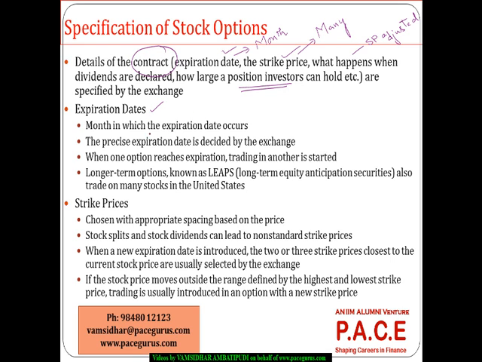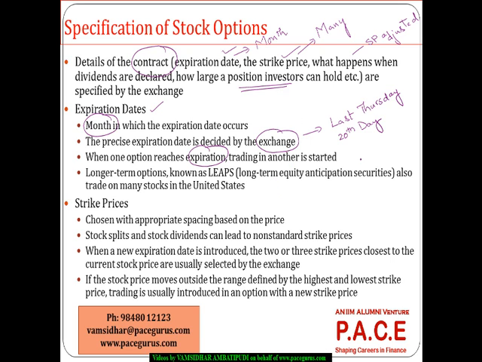So when we talk about the expiration date, generally it talks about the expiration month, and the exact date is again decided by the exchange. An Indian exchange like NSE talks about the last Thursday of the month. In some exchanges it could be the 20th day. So the date is very much decided by the exchange. When one option reaches expiration, automatically the next option is coming into the market, so the trading starts on the next one.